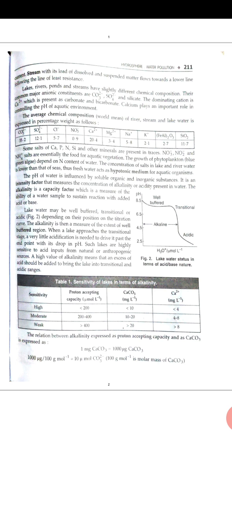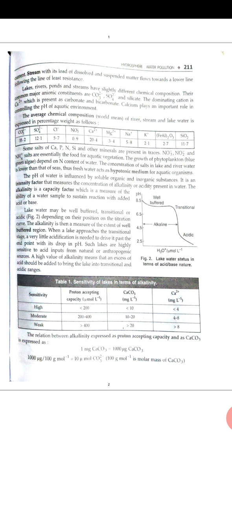Lake water may be well buffered, transitional or acidic, depending on their position on the titration curve. The alkalinity is then a measure of the extent of the well buffered region. When a lake approaches the transitional stage, very little acidification is needed to drive it past the end point with its drop in pH. Such lakes are highly sensitive to acid inputs from natural or anthropogenic sources.